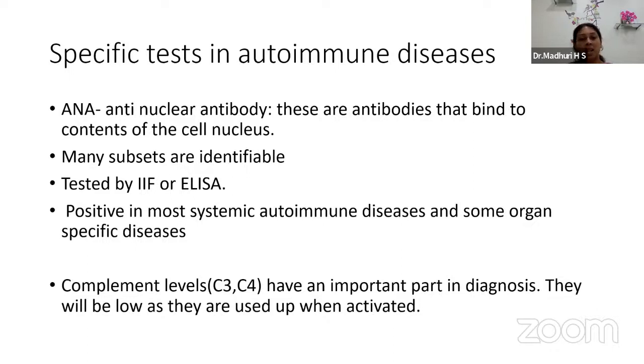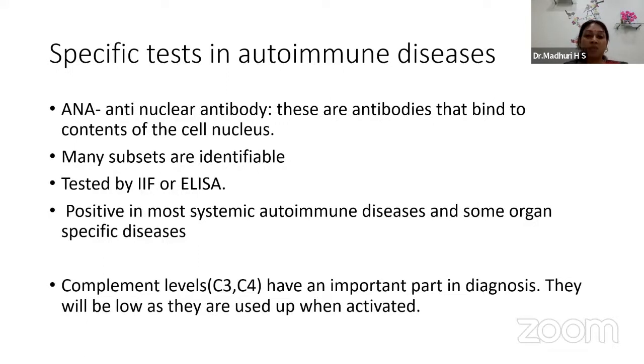So we test ANA by two methods, either of the methods. So it is by indirect immunofluorescence, IIF, or ELISA. Of these, the indirect immunofluorescence is the most reliable. And positive ANA is going to be there in most of these systemic autoimmune diseases. And some of the organ-specific diseases may also have ANA positivity.